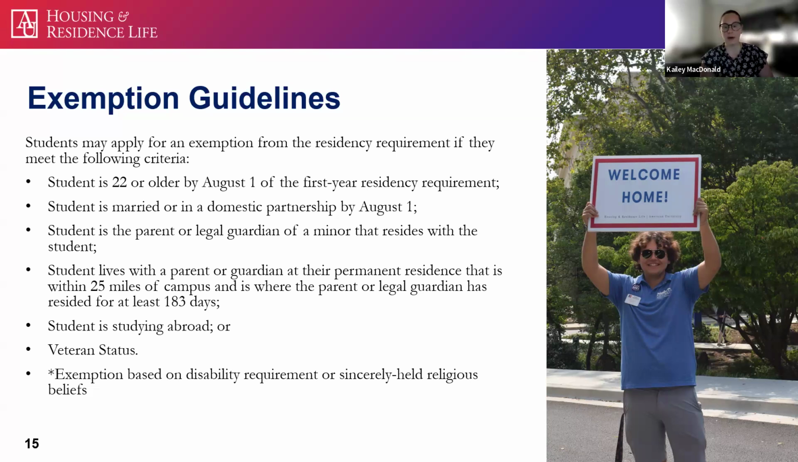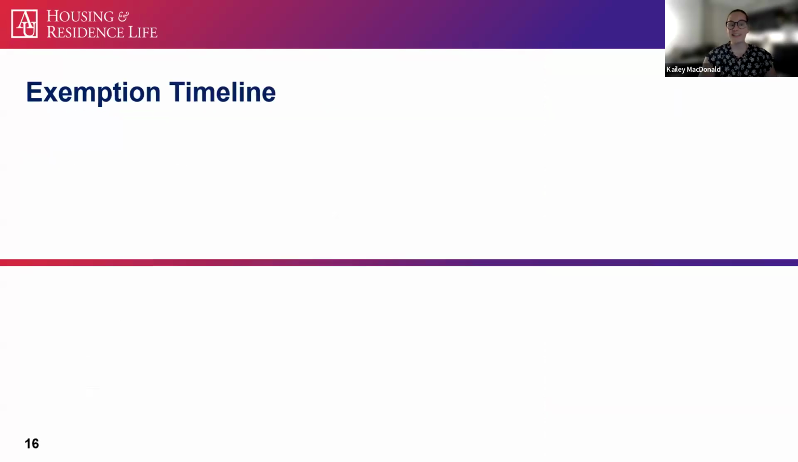And then the last one that I'll asterisk for us to get back to a little bit later is an exemption based off of a disability requirement or sincerely held religious beliefs. So similarly, the exemptions do have a specific timeline that you need to submit all of your requests and documentation. Again, I want to highlight the application did open on April 2nd at noon for students that had committed to AU and have claimed their account. So that's the first way to start the exemption process.